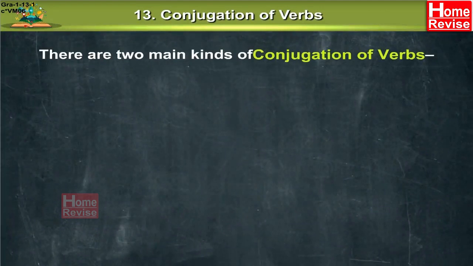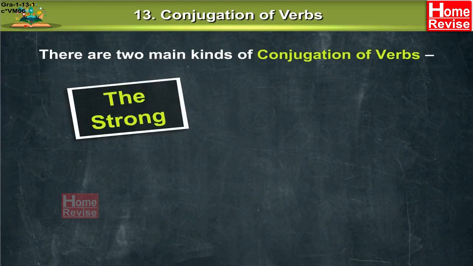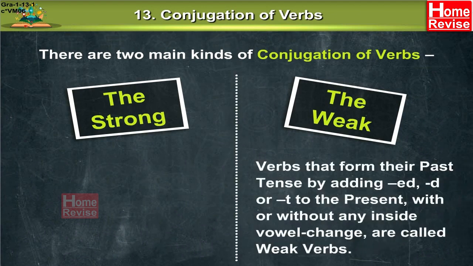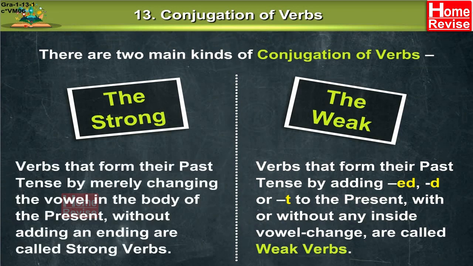Chapter 13. Conjugation of Verbs. There are two main kinds of conjugation of verbs, the strong and the weak. Verbs that form their past tense by adding ed, d, or t to the present, with or without any inside vowel change, are called weak verbs. Verbs that form their past tense by merely changing the vowel in the body of the present without adding an ending are called strong verbs.